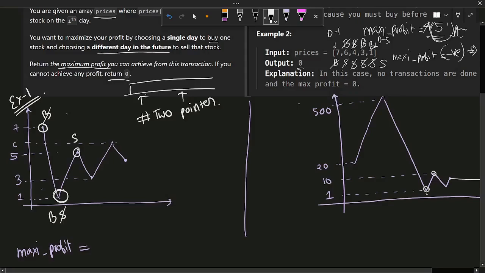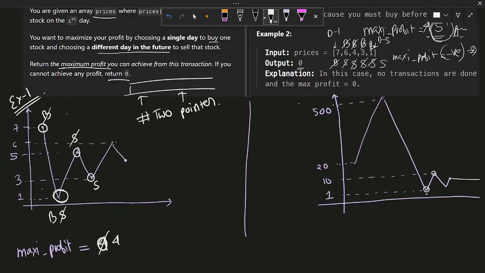Sell minus buy is positive. 5 minus 1, that is 4. Our max profit is 4. Initially it was 0, let's say we set it initially to 0. Now it is 4. Now, as the profit is 4, we hope that the stock price will go up, so we'll shift the sell to the next sell price. Sell is 3. 3 minus 1 is 2. Not greater than 4. Move the sell to the next value. Sell is 6. 6 minus 1 is 5.